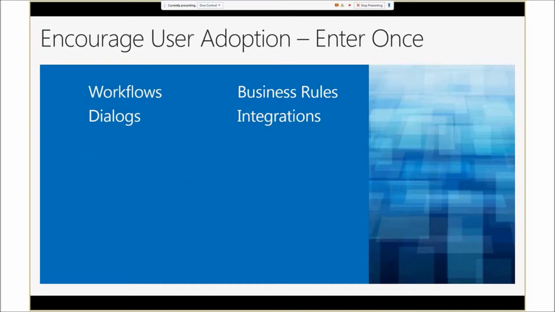Business rules: I made selection A, that makes selection B required, or I have to hide these or add other pieces in there. So all these things can push data around, move data around, and get it to where it wants. And then the final one is integrations.